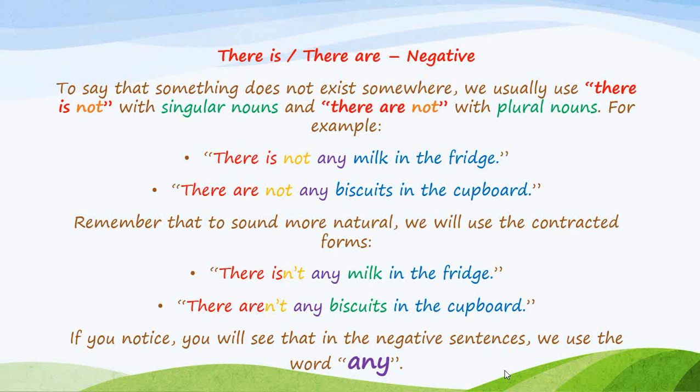Remember that to sound more natural, we will use the contracted forms. In the same sentences, you can use them this way. There isn't any milk in the fridge. Or there aren't any biscuits in the cupboard. If you notice, you will see that in the negative sentences, we use the word any. We use the word any when we are saying a negative sentence using there is or there are.